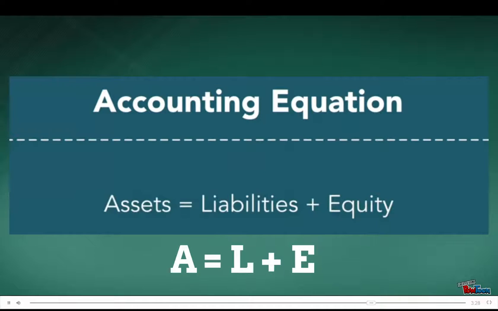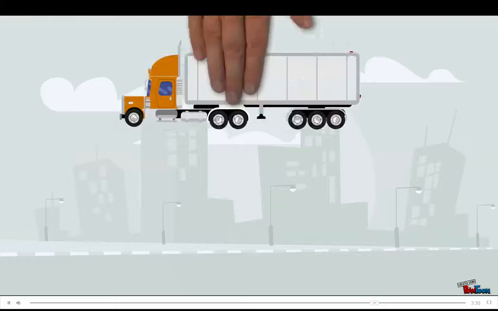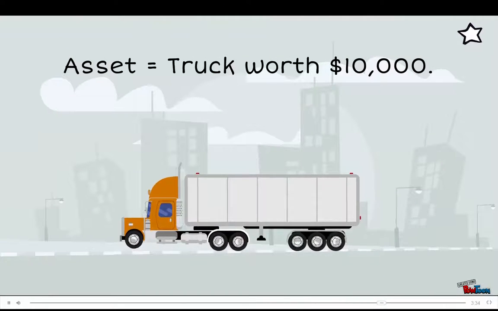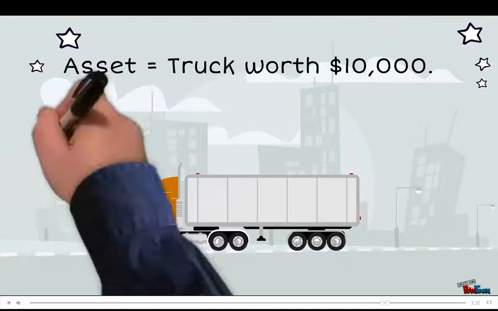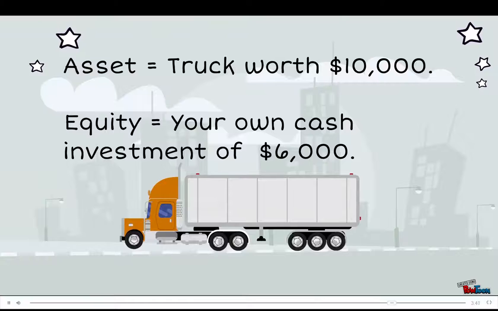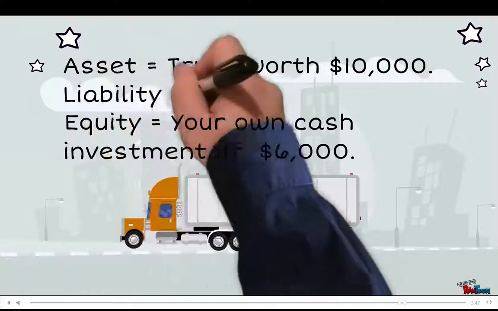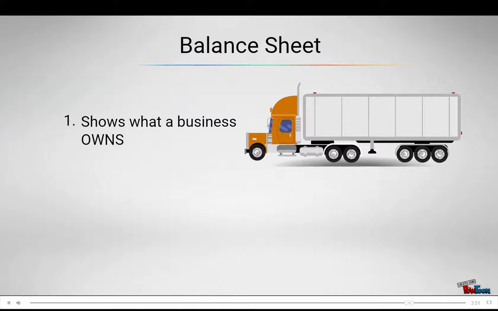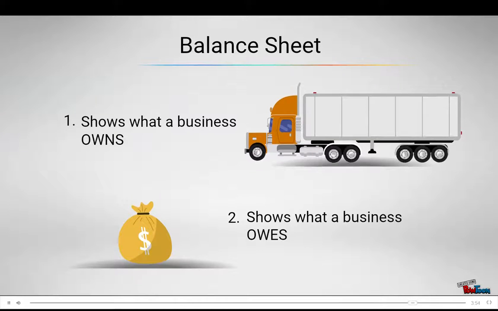Let's take an example. Imagine you run a business where you make deliveries using your truck. Let's say the asset, the truck, is worth $10,000 and you have spent $6,000 of your own money, or own equity, when you purchased the truck. Well, what are the liabilities that you owe? Well, you must have borrowed the remaining $4,000, and so you have a loan or a liability of this amount. As we can see, the balance sheet shows what a business owns as well as what it owes others.